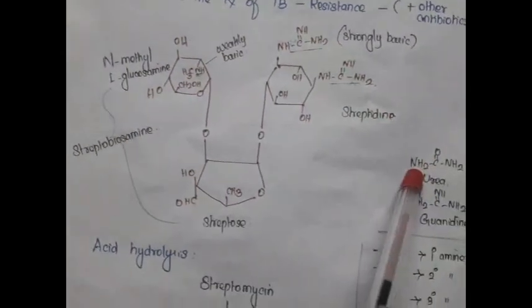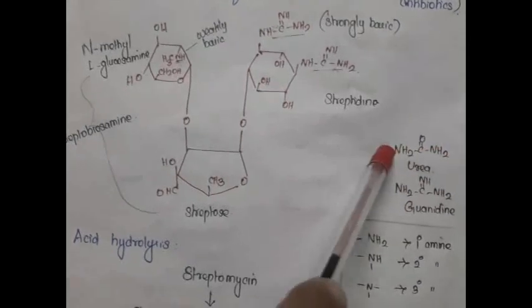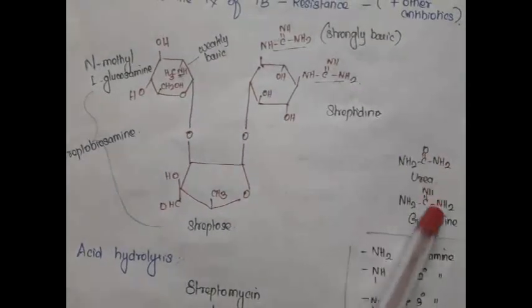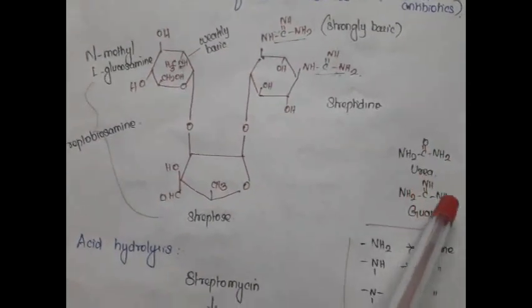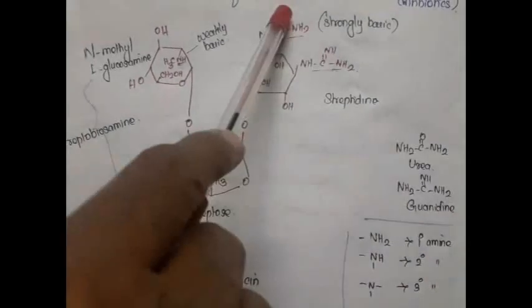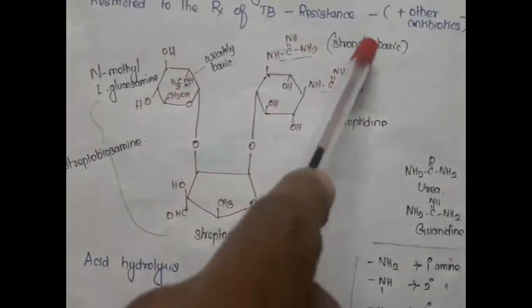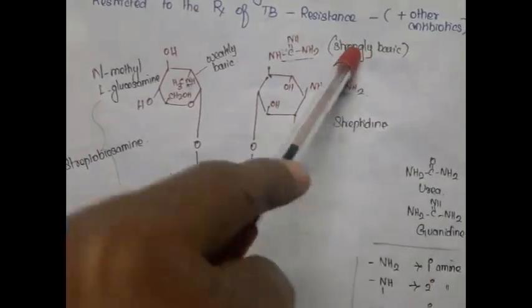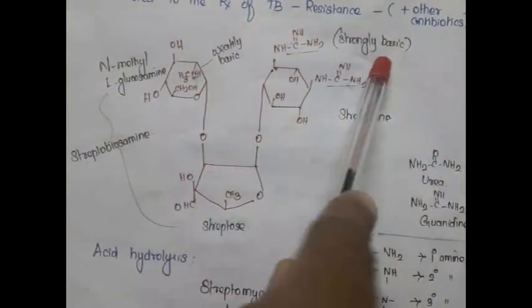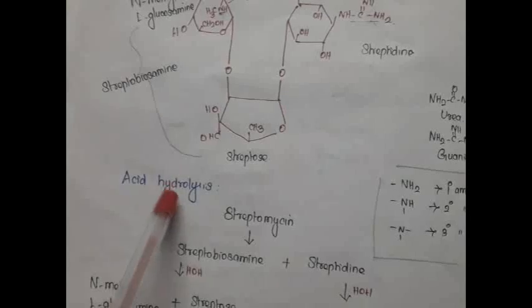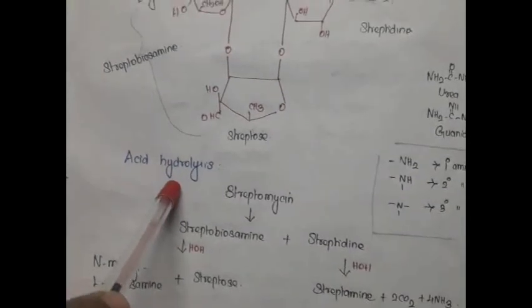We already know NH2CONH2 is called urea. So instead of oxygen, here we have NH, that is called guanidine. Streptidine has two guanidine groups. Because of the presence of these two guanidine groups, it acts as a strongly basic one. It is a strong base. Now we will see the hydrolysis reaction of streptomycin. First we will see acid hydrolysis.